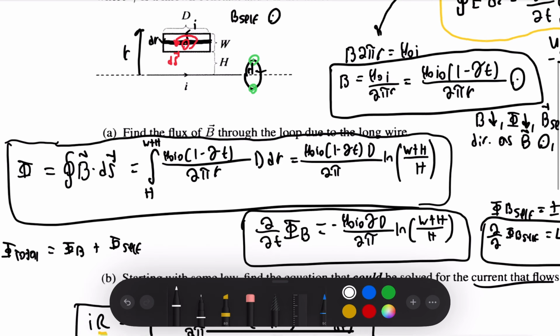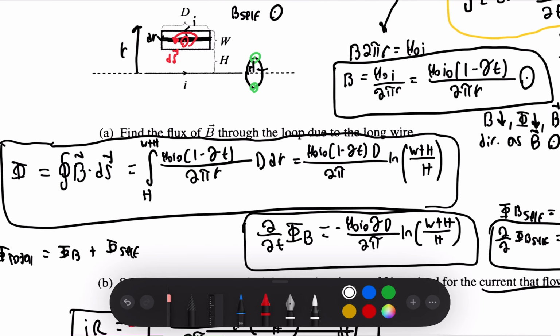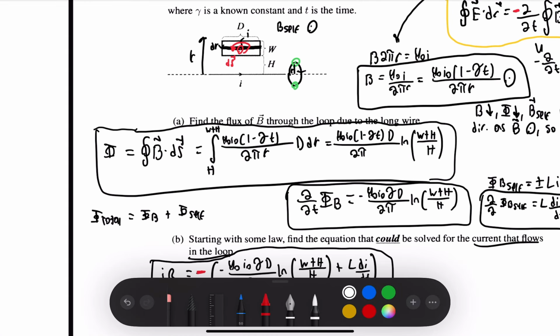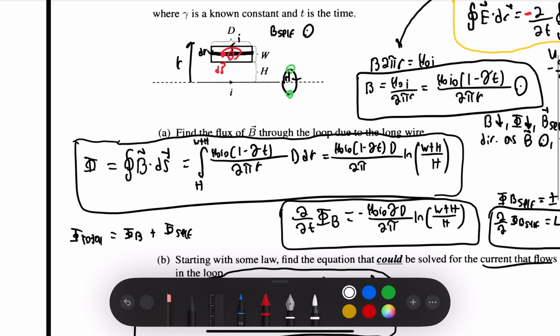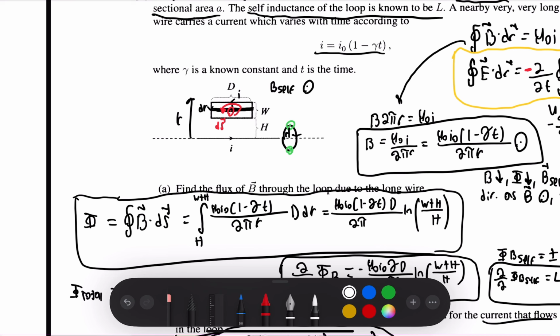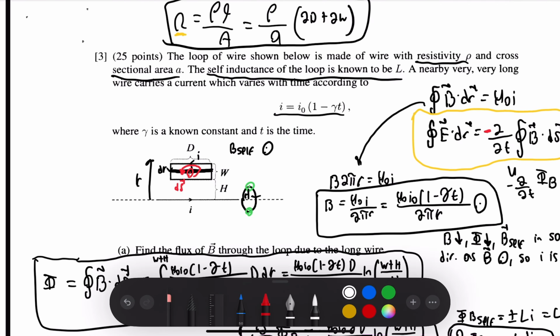We had to integrate for the flux because R was changing, R wasn't the same. Likewise, the area wasn't changing for each one of those loops. And we also determined it was positive because the B field created by the wire is out. ds is also out, so it's positive.